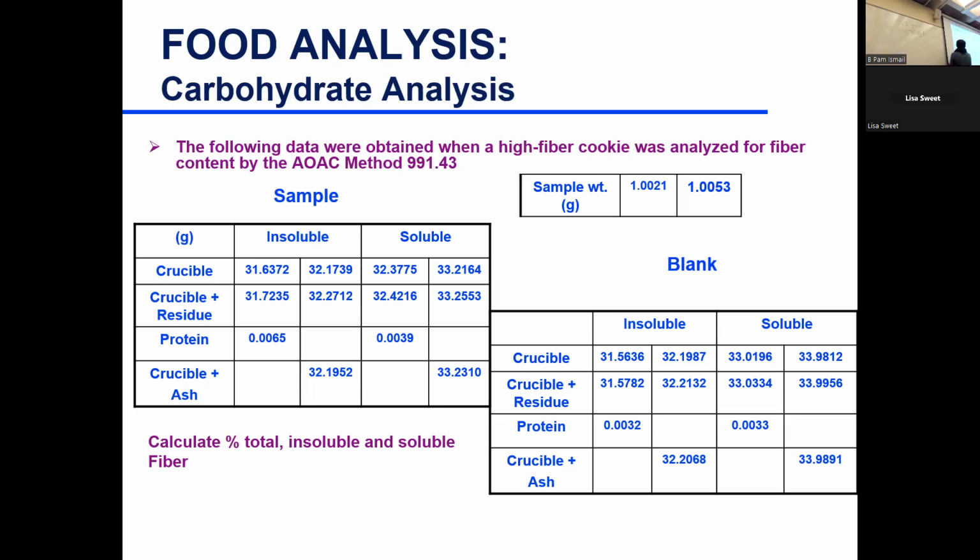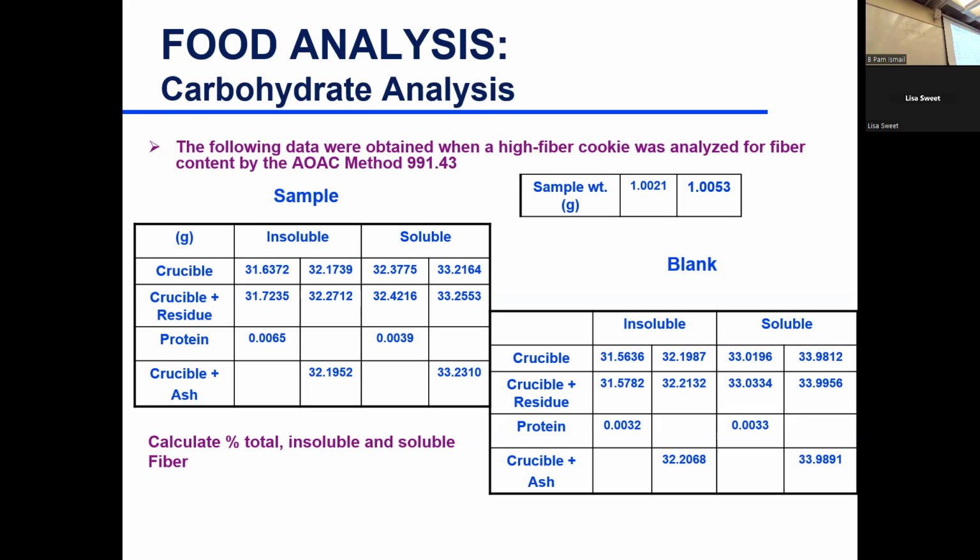So you have to subtract the crucible to get the weight of the ash. So you have that for insoluble and you have that for soluble. And you run a blank, you always run a blank for any contamination due to reagents. So your blank, you treat it the same way, and you get values of protein in blank and also of ash in blank after you subtract the crucible.